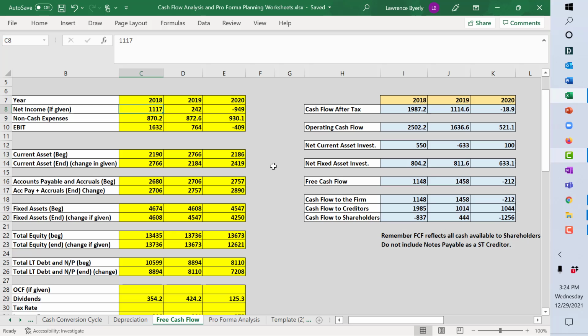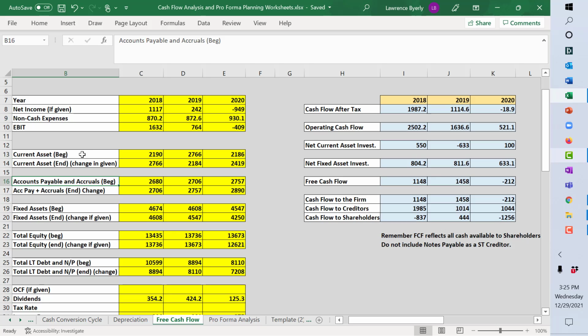So what do we need? We need EBIT, you need interest, you need to know the tax rate. And those things are all on this sheet. As far as current assets, you need to know the beginning and ending amounts for current assets for the year. Current liabilities, you need the beginning and ending amounts, but you don't want to include any current amounts of debt or notes payable. The reason for this is we want to show the cash available to our investors.